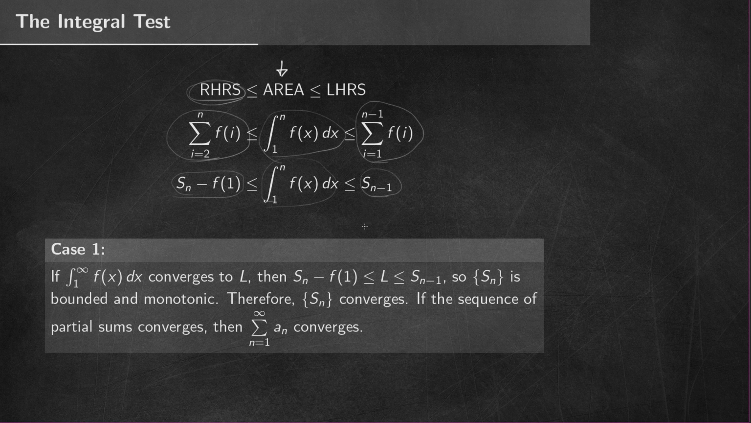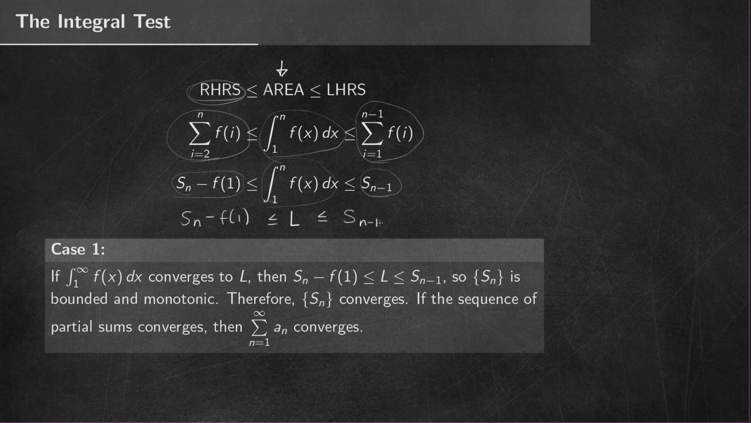So case 1, let's suppose that the integral converges. It converges, it has a finite value, and we're going to call that value L. So I can replace the integral in the middle of this inequality with an L. So then we have s sub n minus f of 1 is less than or equal to L, which is less than or equal to s sub n minus 1.